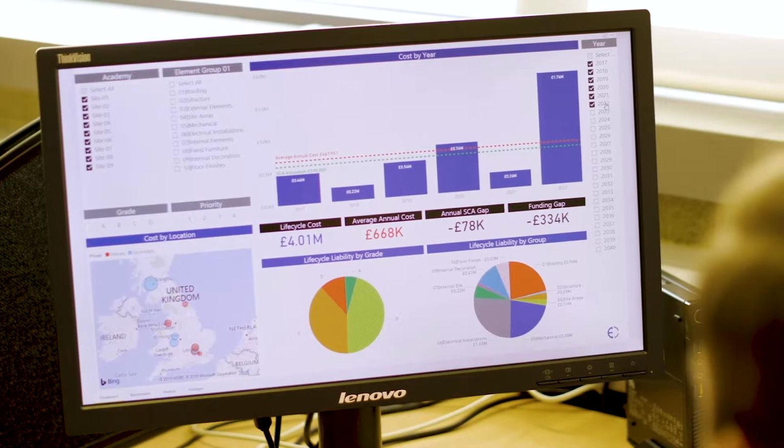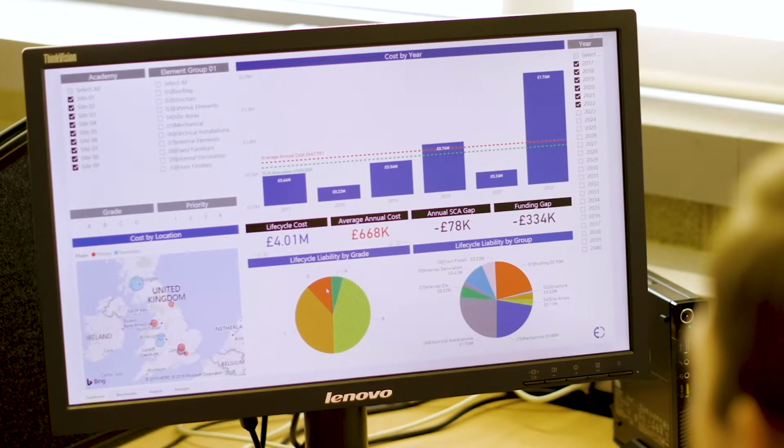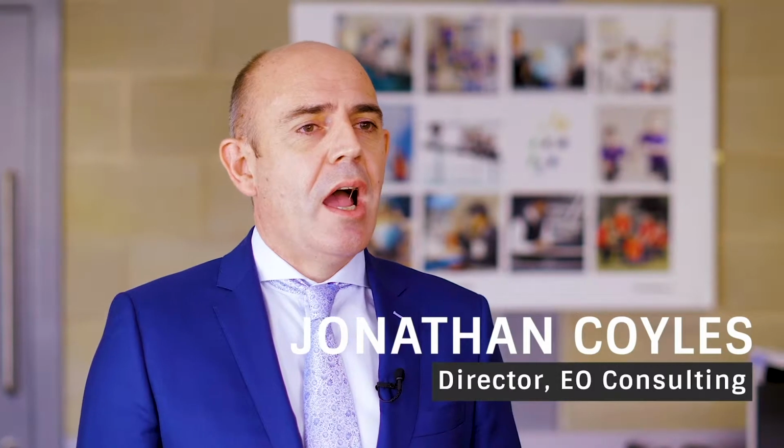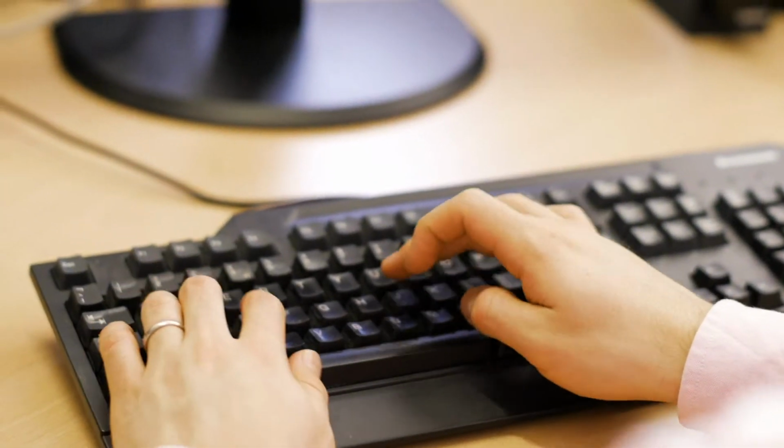The range of services that we provide to our clients are focused around data and how you use data. We have a range of tools that we use to collect data, be that energy data, be that estates data, and we then manipulate that data and provide it to our clients in a user-friendly format using Microsoft Power BI platform.